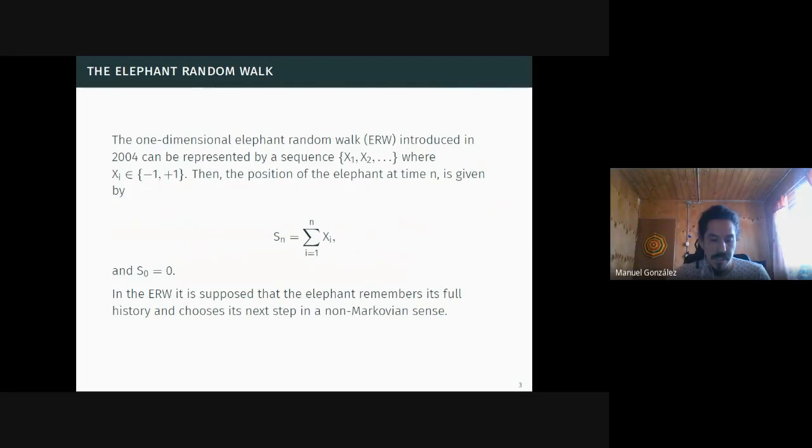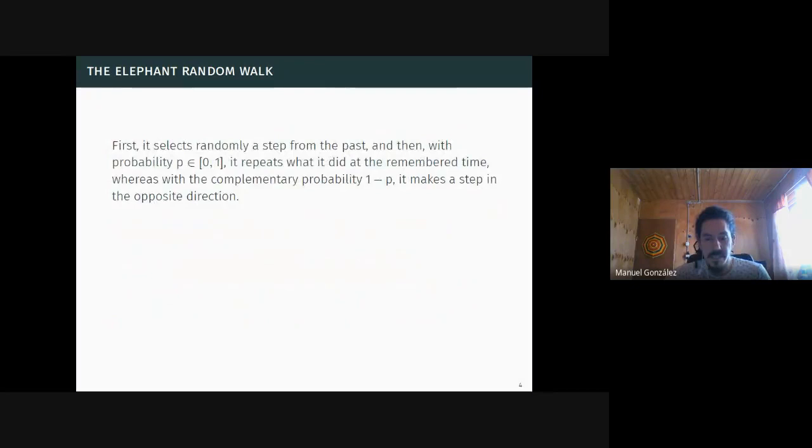And the difference with the usual random walk is the selection of each step. In this case, the model was called elephant random walk because the elephant has a big memory. I mean, you need to look at all the history of the process to choose the next step in the following sense. At time n, you need to choose the next step, n plus one. And at this step, you select uniformly one of the previous instances. I mean, you choose a number between one and n. And then you look at what you did at such time.